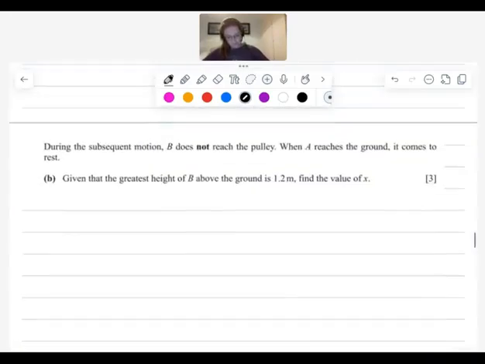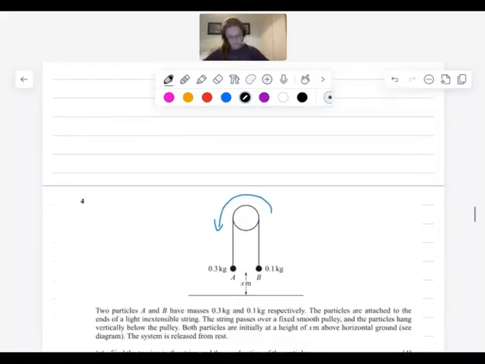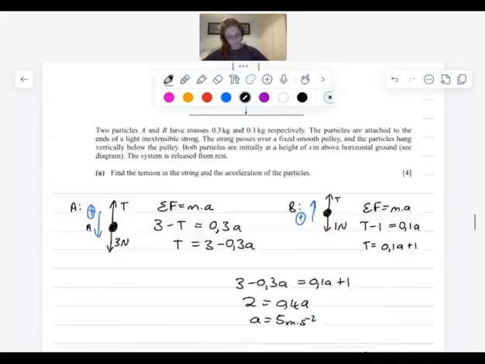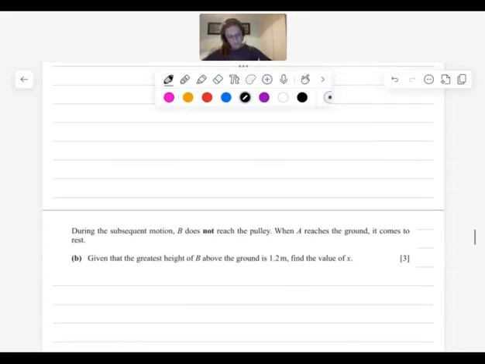Now, during the subsequent motion, B does not reach the pulley. So B is going up, it doesn't reach the pulley. When A reaches the ground, it comes to rest. Given that the greatest height of B above the ground is 1.2, ooh, this is interesting. Find the value of X.